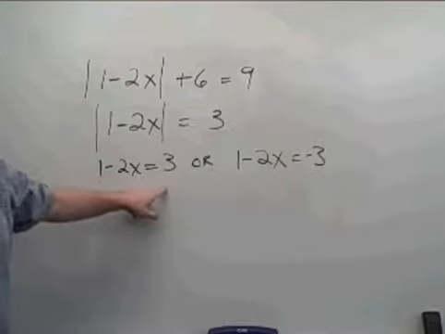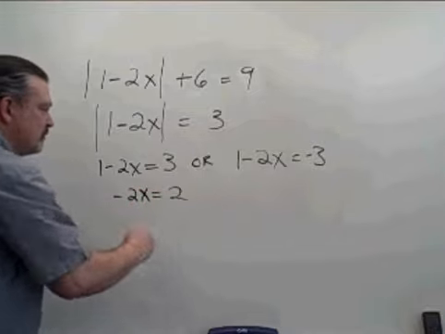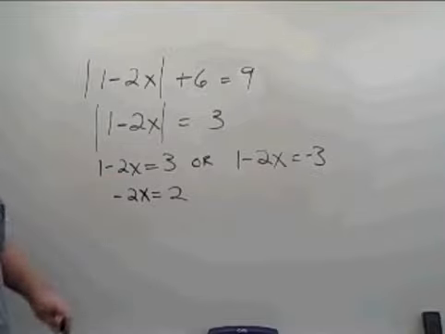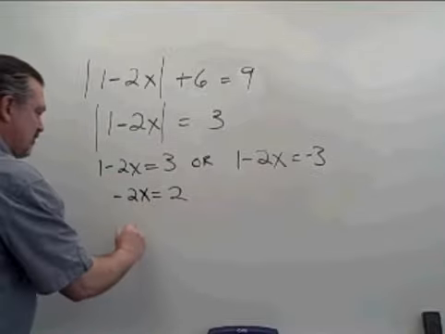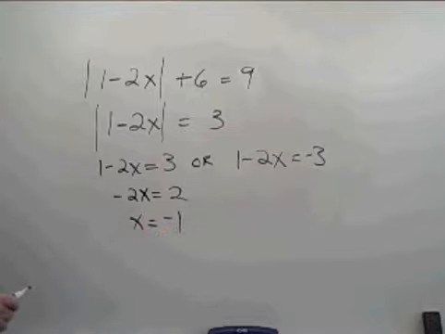I'll subtract 1 from both sides here. That will give me negative 2x equals 2. Subtracting 1 from 3 gives me 2. And now I'll divide both sides by negative 2, which gives me a solution that x is negative 1.